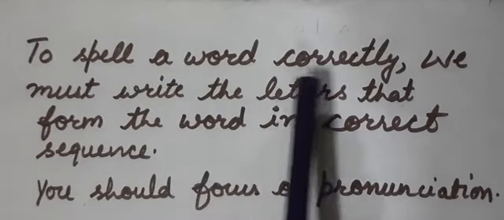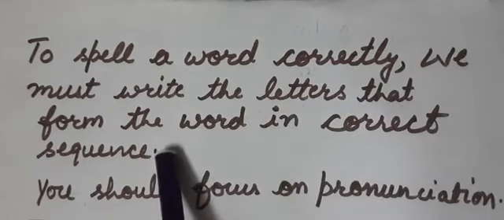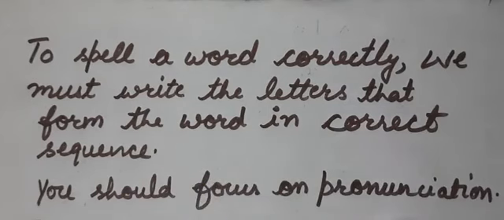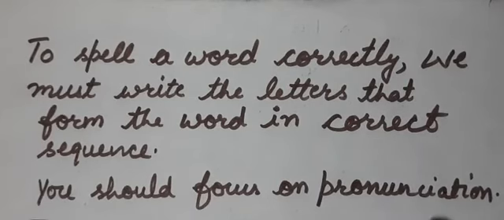To spell a word correctly, we must write the letters that form the word in correct sequence. Dear students, you should follow the rule that while writing any word, the sequence of the letters should be correct. If the sequence is not correct, then the spelling of that particular word is not correct. So you should take care of it. Secondly, you should focus on pronunciation. Dear student, while spelling a word, you should focus on the pronunciation also.